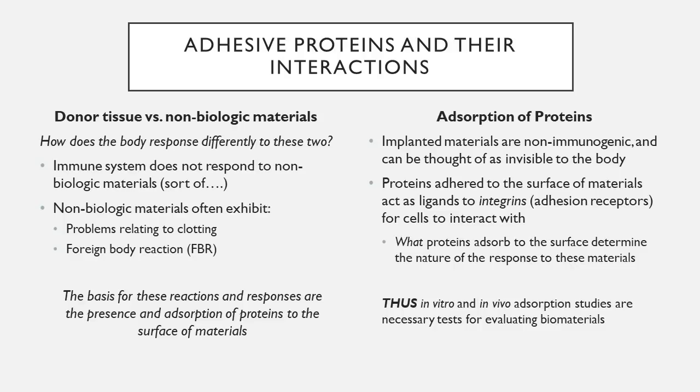Because proteins can act as ligands for integrins, which are adhesion receptors, to interact with cells. So depending on what proteins are adhered to a surface, different cells are going to then adhere to those proteins, not directly to the actual material itself. And so understanding what proteins have adhered to that surface and how your material is going to react with different proteins is really what dictates how it's going to react with the host tissue itself. So that's why we do a lot of in vitro and in vivo protein adsorption studies as part of evaluating the general reactivity of biomaterials and understanding their biocompatibility.